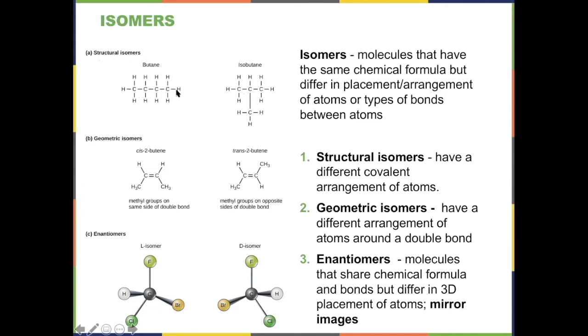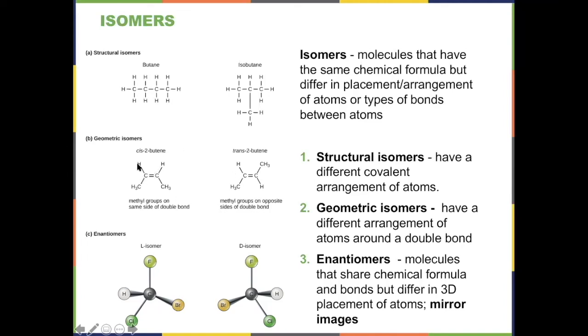Despite having the same number of carbons and hydrogens, they are arranged slightly differently in these two molecules. So those are in fact two different molecules. Next kind of isomer, geometric isomer, applies when we have a double bond, as I mentioned, because this double bond geometry does create these two different possibilities.